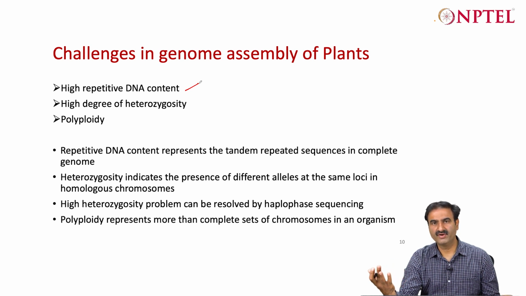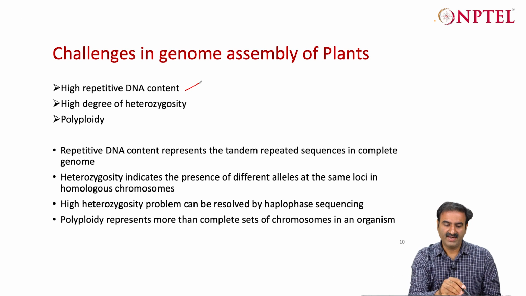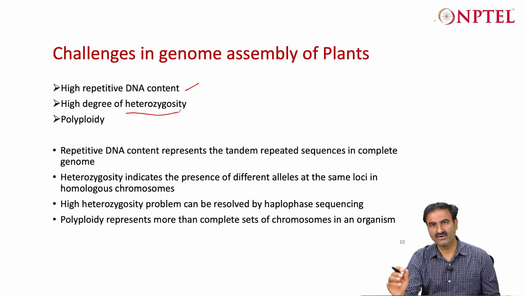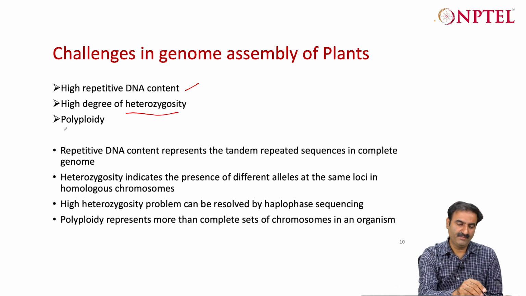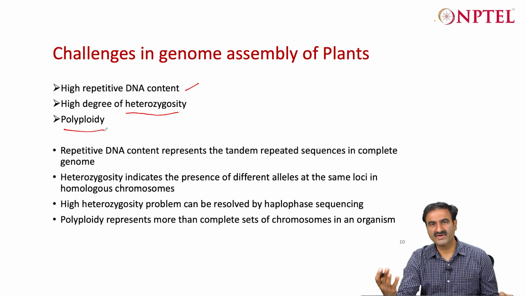In case of plants it could be as much as 70 percent or even more. And they may also show a high amount of heterozygosity, which may complicate your assembly and reduce the assembly statistics, right? And polyploidy, meaning how many copies of the DNA are present. The human genome is diploid, 2 copies, similarly diploid, tetraploid, and these things are common in case of plants.